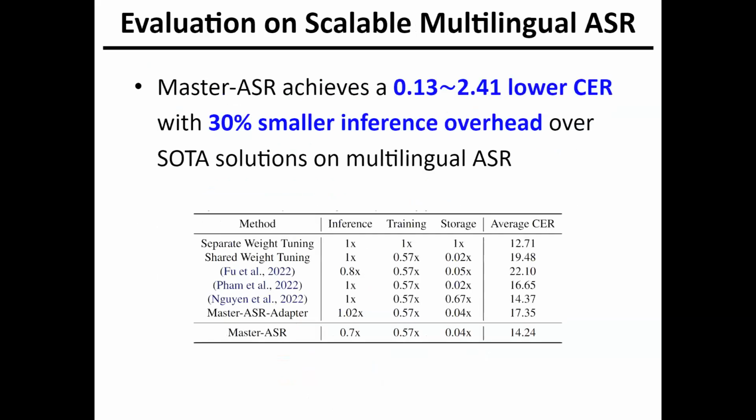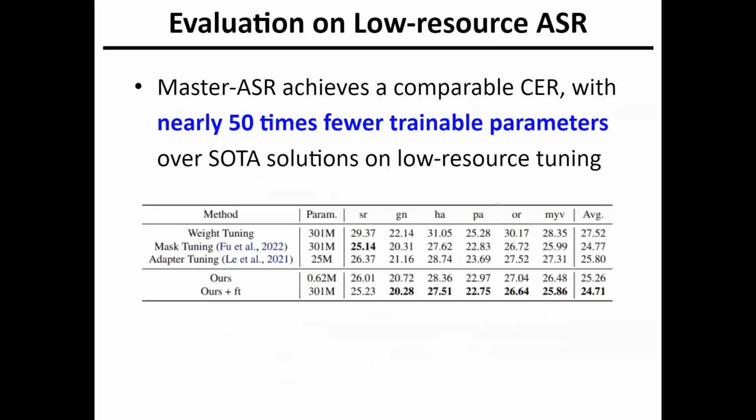We observe that Master-ASR achieves as high as 2.41 lower CER with 30% less inference overhead over multilingual ASR baselines, and nearly 50 times fewer trainable parameters with a comparable CER over SOTA solutions in low-resource tuning.